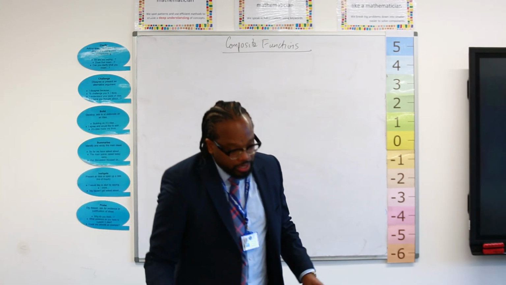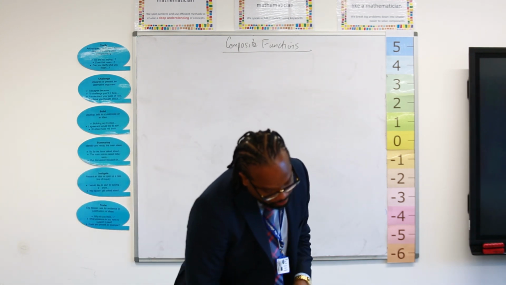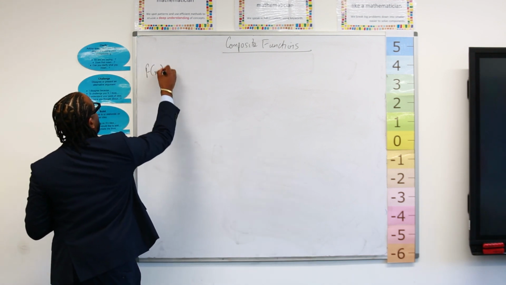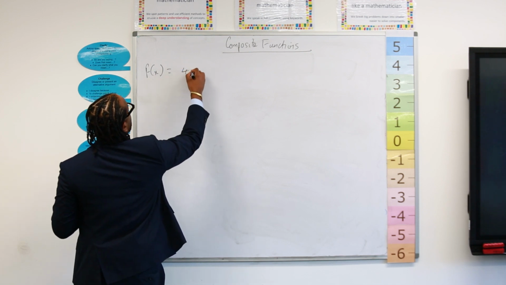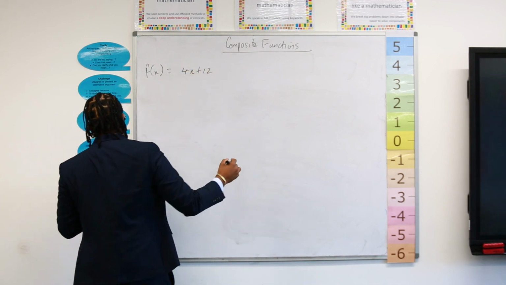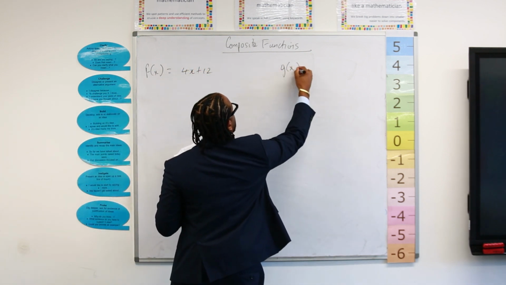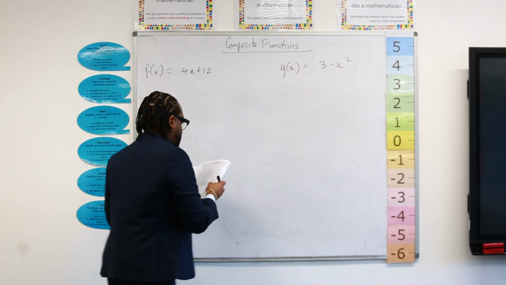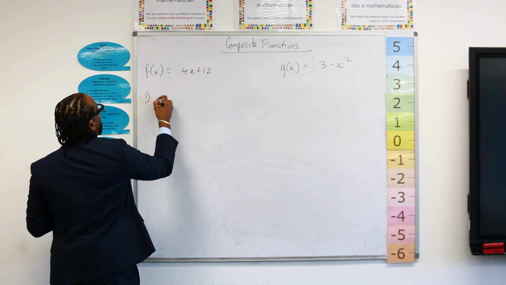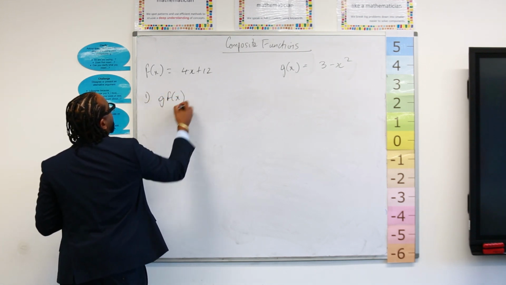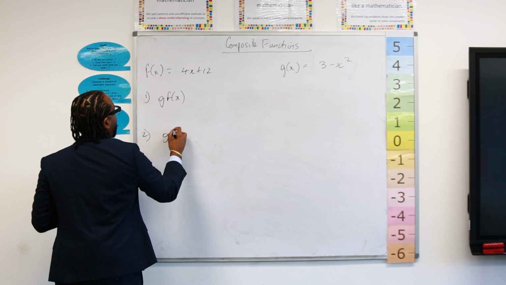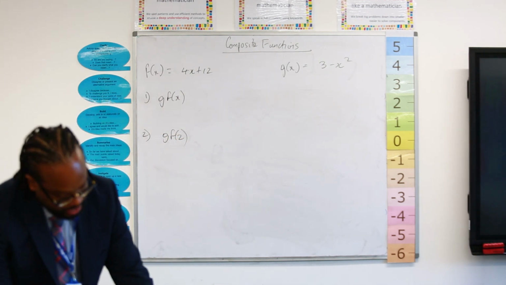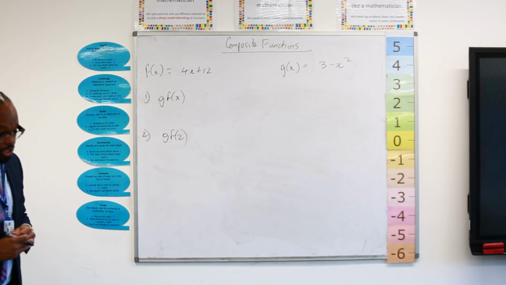Now, examination question 1 will say something like this. Given that f of x is equivalent to 4x plus 12, and g of x is equivalent to 3 minus x squared, you're asked to determine, number 1, gf of x, and number 2, gf of 2. So here are two questions that you typically see in an examination style.